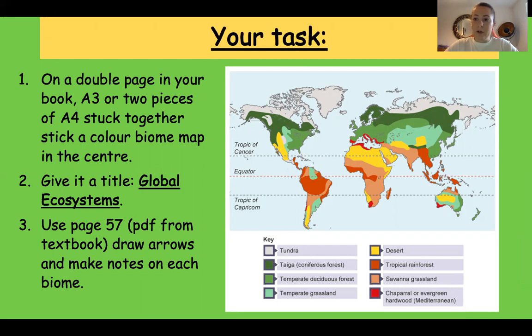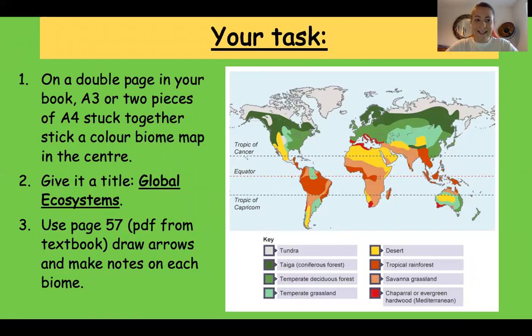Next bit now is just over to you. What we ideally want is for you to have an understanding of all of the world's biomes: where they are, why they're there, and what you'd expect to find in each one. We've got this map here, and a key, so it shows you where all the different biomes are, what they're called, and whereabouts they're located.